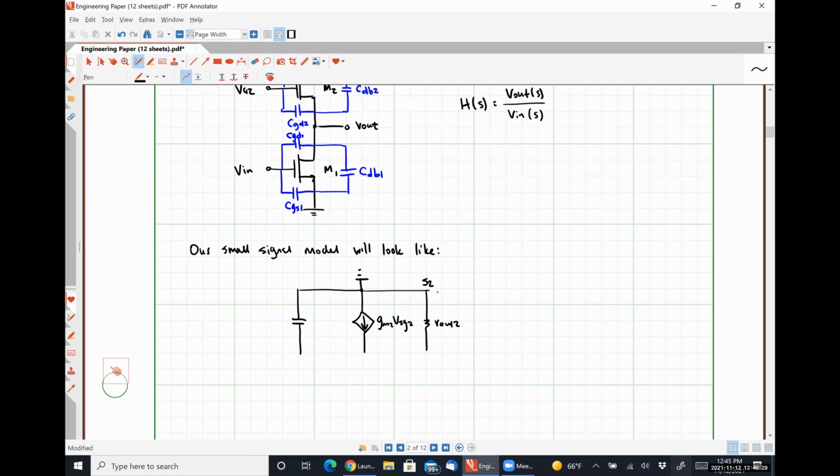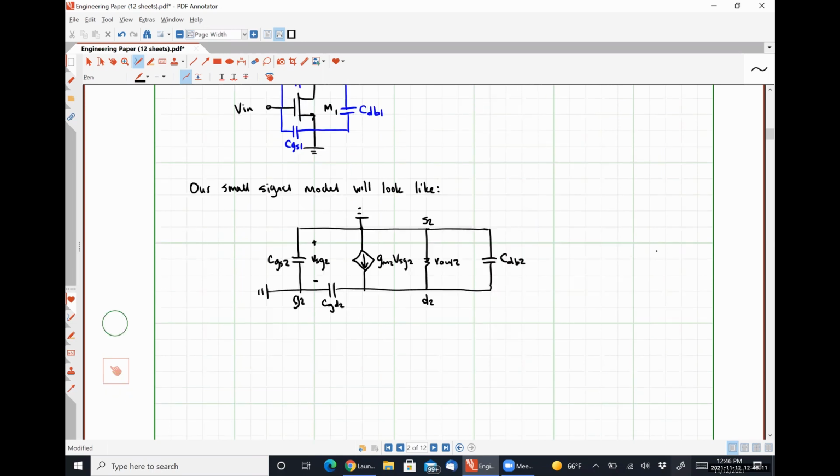So this is my source of M2. This is my drain for M2. This is my gate for M2. This guy is CGD2. And this guy is where BSG2 occurs. That's my PMOS bit taken care of.